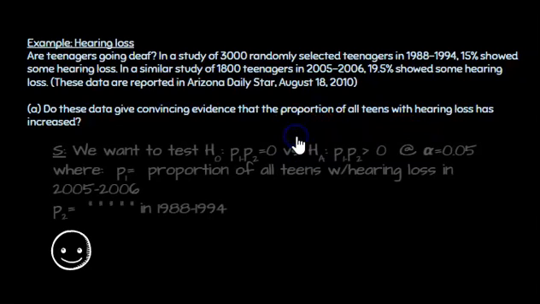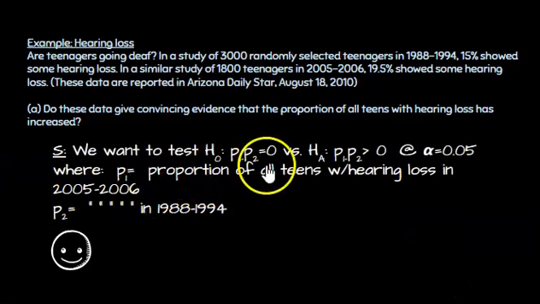So let's do the state step. All right, we want to test, and then we define our hypotheses, that the difference of the two proportions is equal to 0, that's my null, versus the difference of the two proportions is greater than 0. Why did I pick greater than? Well, we think that it's getting worse, right? 2005-2006 is higher than the 88-94 group. We think it's getting worse. So we think when we subtract the older sample from the newer, it should be higher, right? So that's where we get the greater than 0.